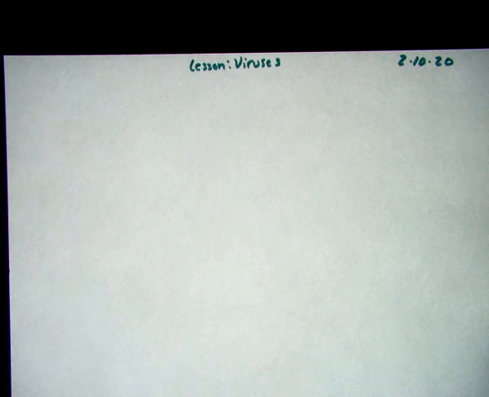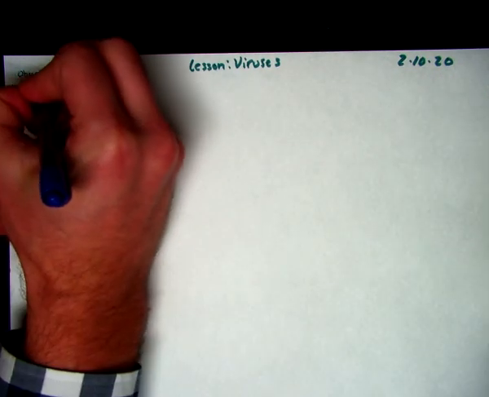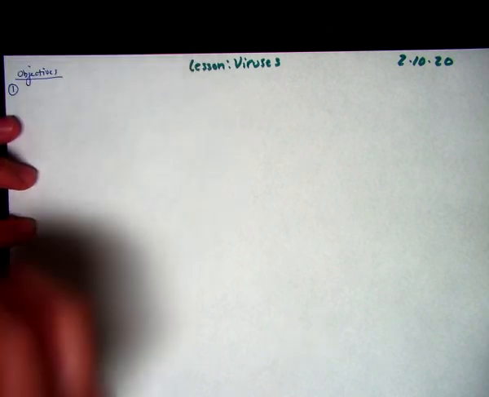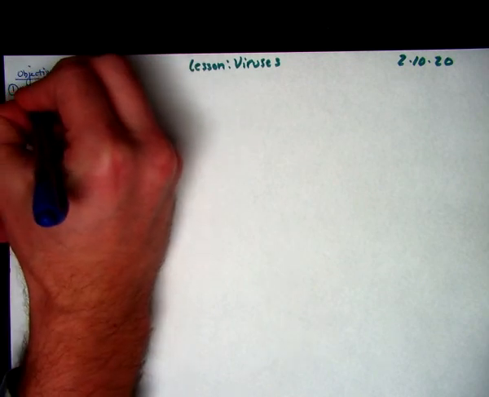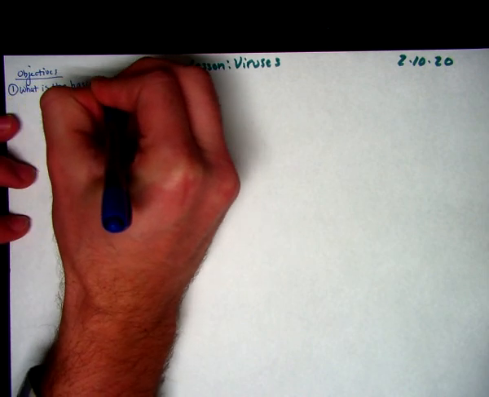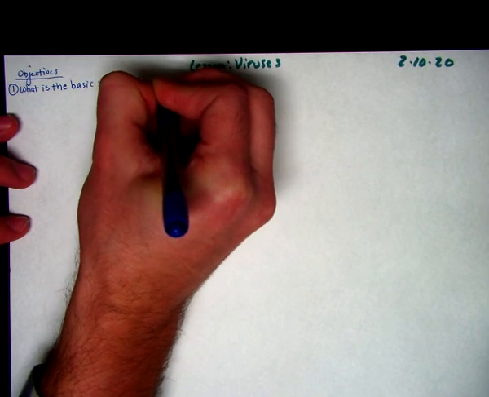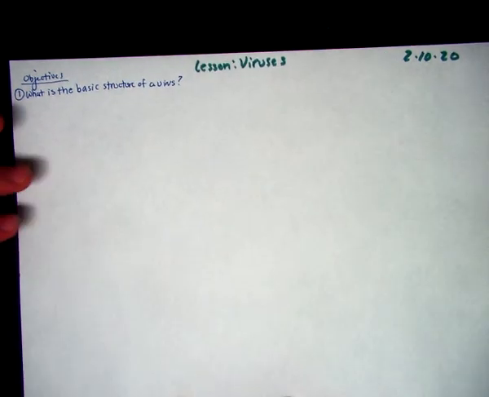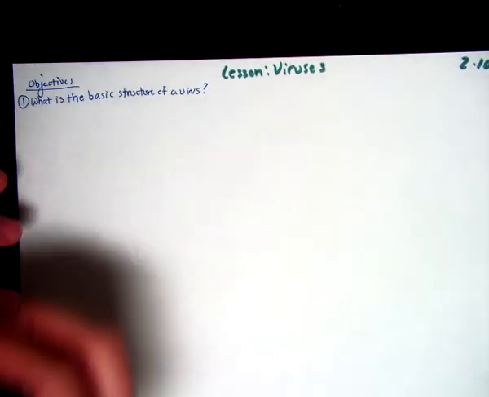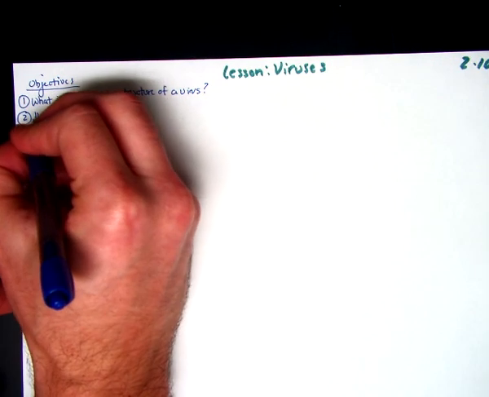Objectives for this set of notes. And those objectives are, number one, what is the basic structure of a virus? Some of that will be review if you had the chance to do that Virus Explorer over the weekend. Number two, how does a virus work?